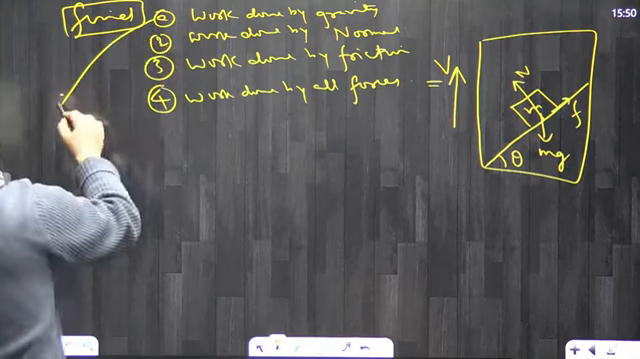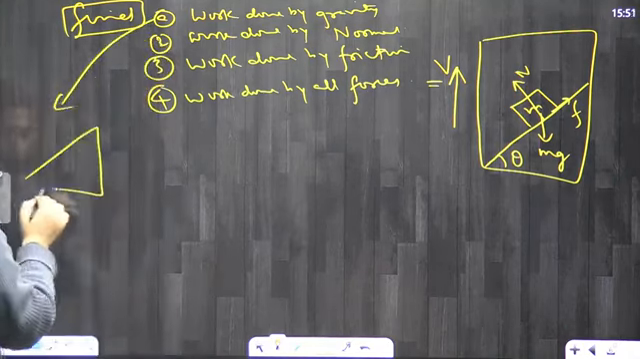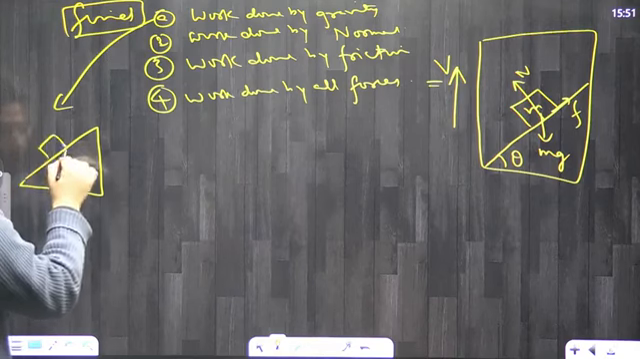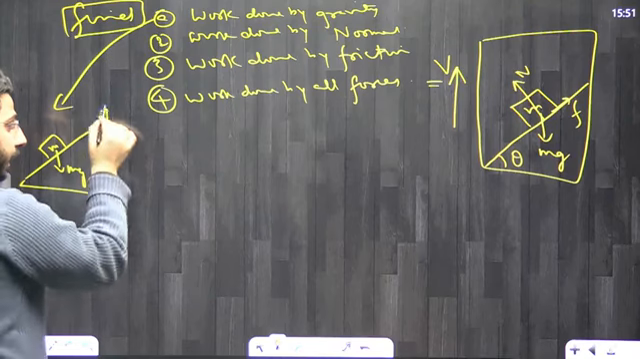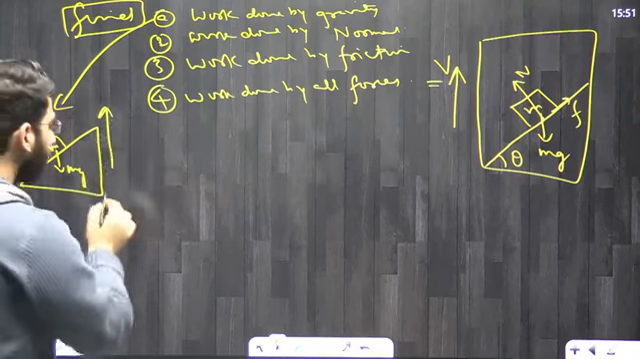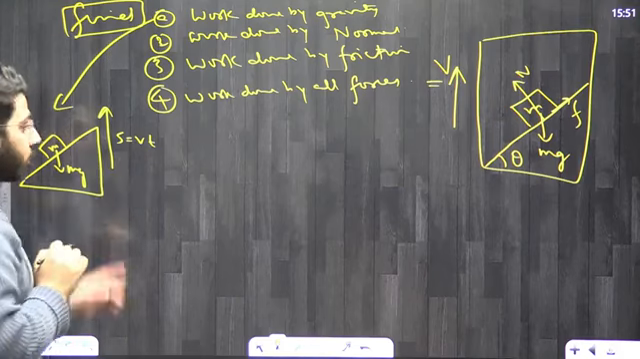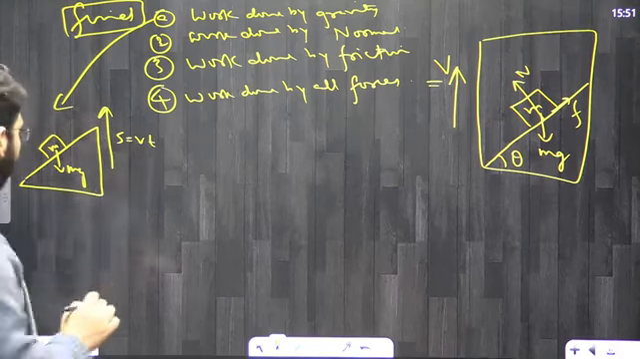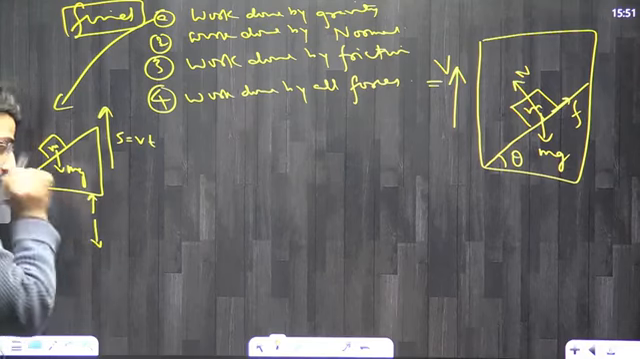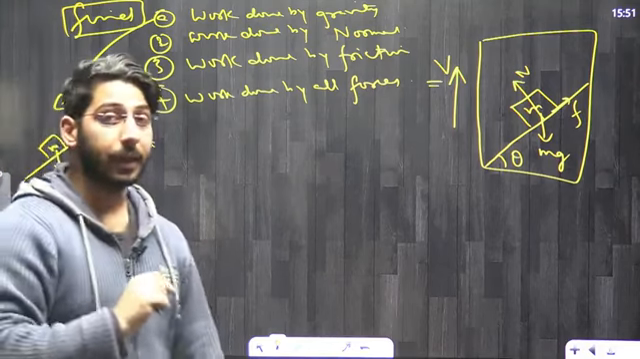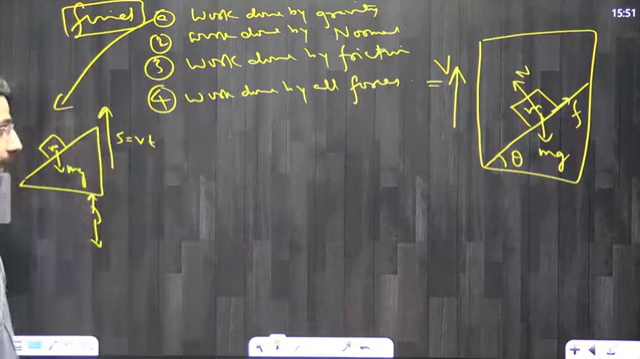So first of all, let me talk about work done by gravity. See, if this is the mass m and mg is the force on it, and suppose in time t it moves up with velocity v. So what will be the displacement? S will be vt, because velocity is displacement upon time. So you can clearly see that mg force is downward and displacement is upward. So clearly the work done is negative. Why? Because the angle will be 180 degrees.